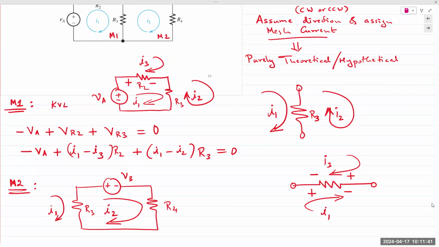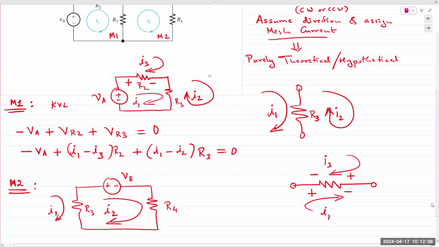VA is a voltage source. VR2 and VR3 are the voltage drops across the resistors. So then we can apply Ohm's law and express each resistor voltage in terms of the mesh current. So similar to node voltage analysis, but here we are summing up voltages. In node voltage analysis, we would apply KCL and sum up the currents. So exactly the same procedure.